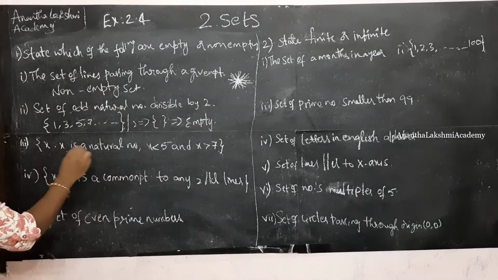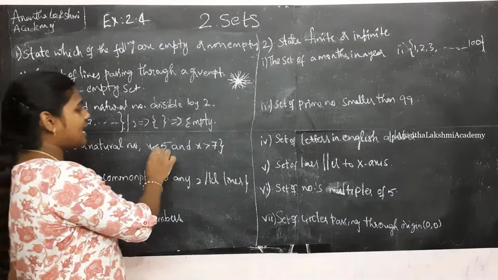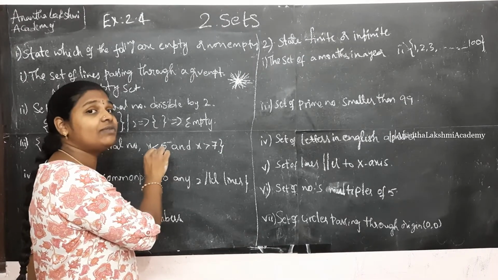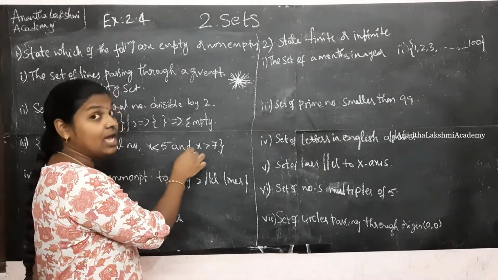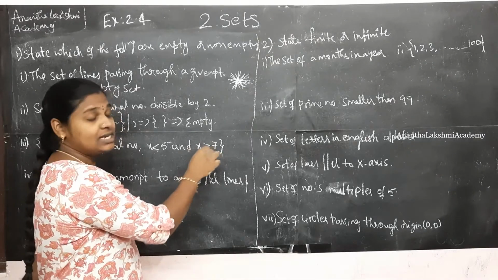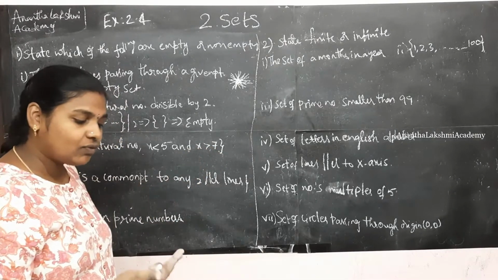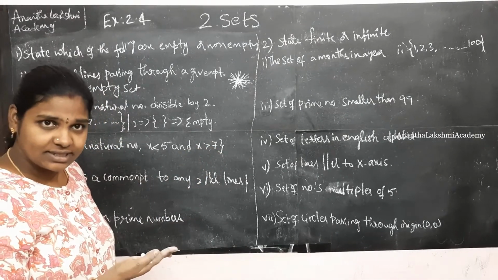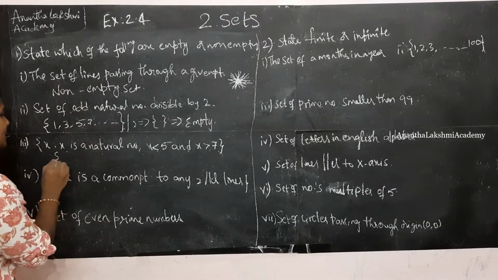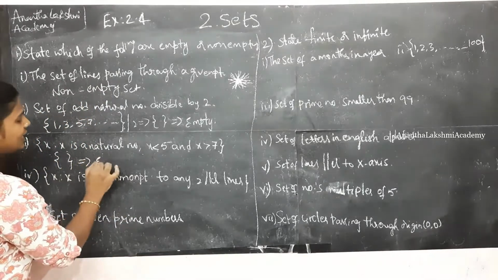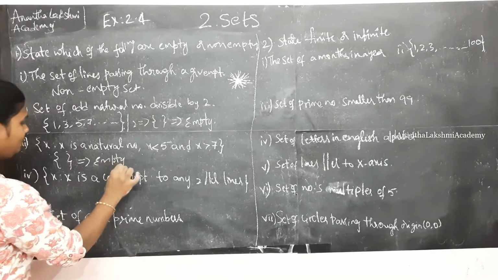Next, x such that x is a natural number wherein x is less than 5 and greater than 7. What are the values less than 5? 1, 2, 3, 4. Is any of these 4 elements greater than 7? No. So the set is empty.